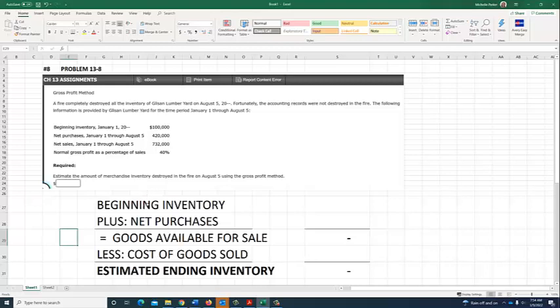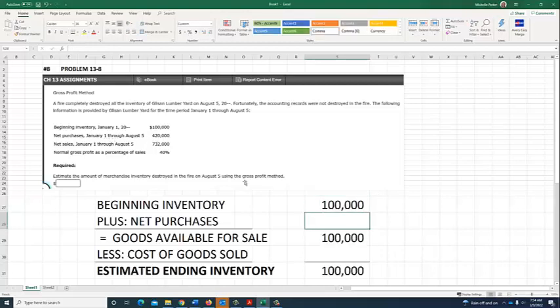So we're going to just take the numbers they give us and plug them into the formula. So beginning inventory is 100,000, and net purchases are 420,000. And that's going to give us a cost of goods available for sale of 520,000. So that's everything the company could have sold up to August 5th. That's all the inventory they had.